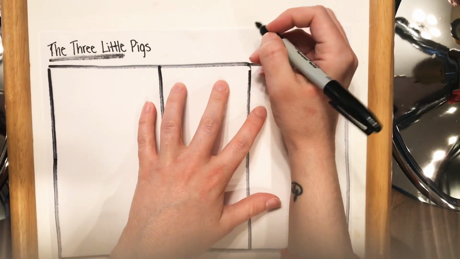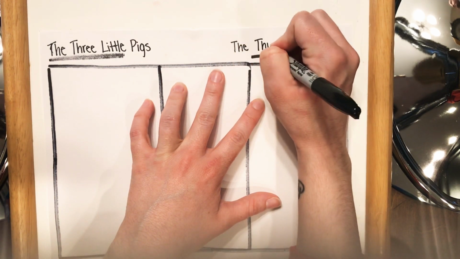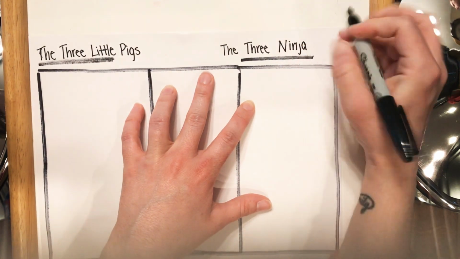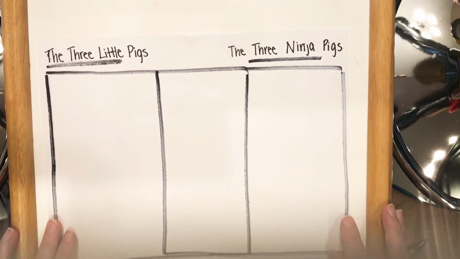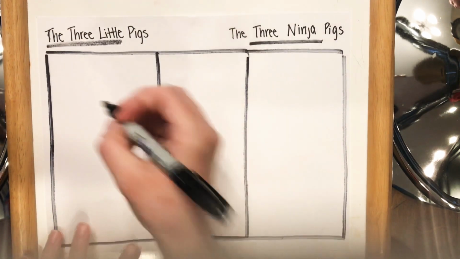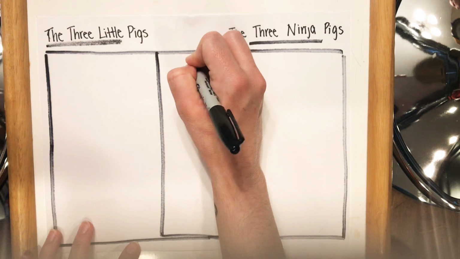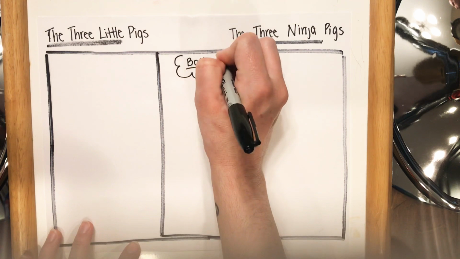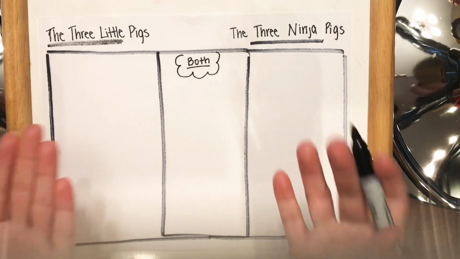And then on the other side, I will make room for this book. So that will be, gotta start over to the side a little bit. The Three Ninja Pigs. All right, so I have this Venn diagram, so to speak, and this is how they're going to be different, and this is what they're going to have in common. So I could go ahead and write the word both right here and maybe make a nice little cloud for it. So I want to think, maybe how are these different first?